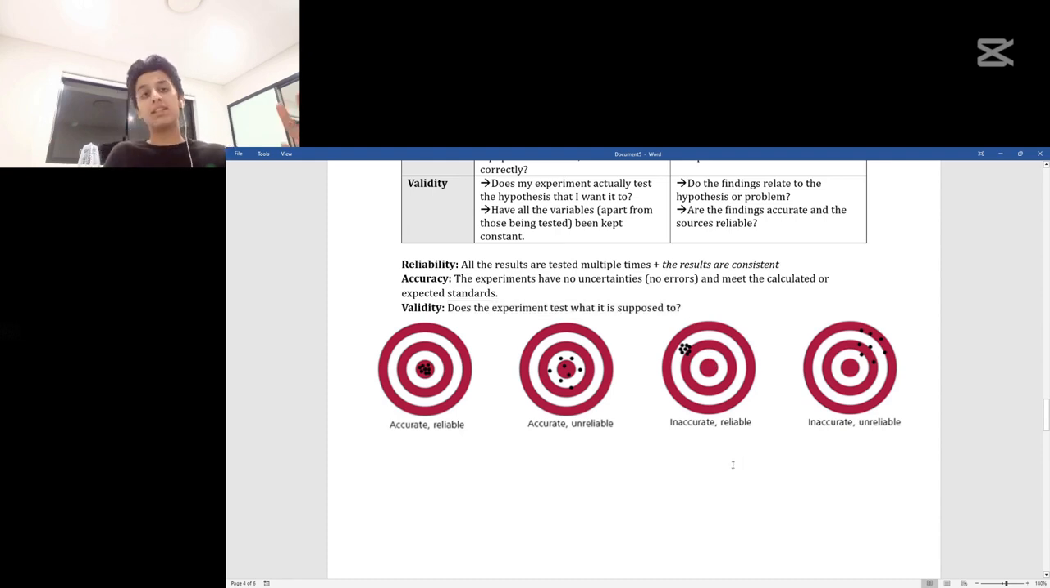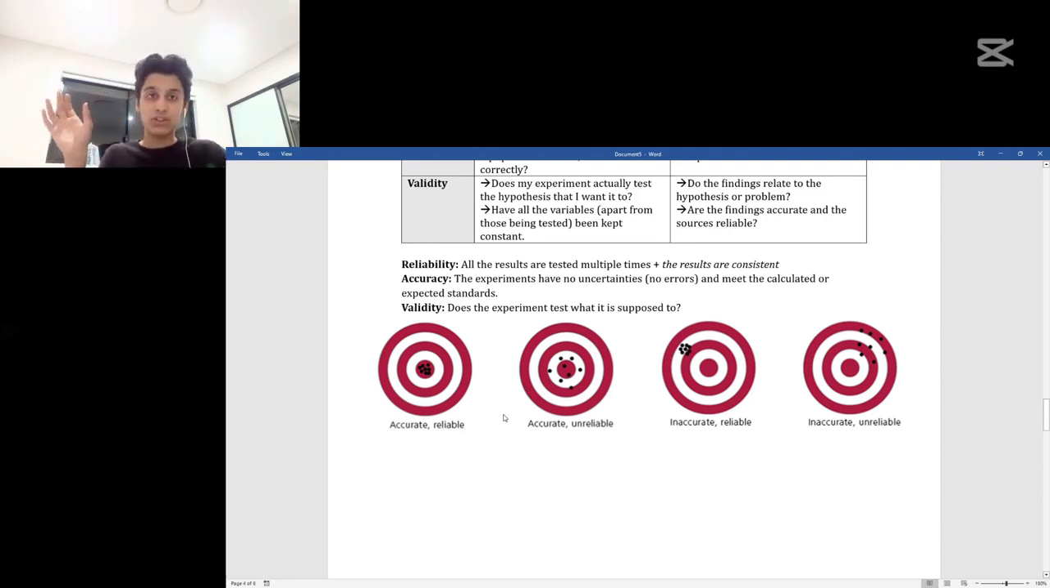So, in this case, let's look at this arrow and target case. First of all, let's take a look at validity. Validity is how close it is possible to get the arrows to the bullseye. Let's say you don't test for that. You test for how easy it is to not hit the bullseye. There you go. Your experiment isn't valid because you're not testing the hypothesis, the aim. And so that's validity out of the way.